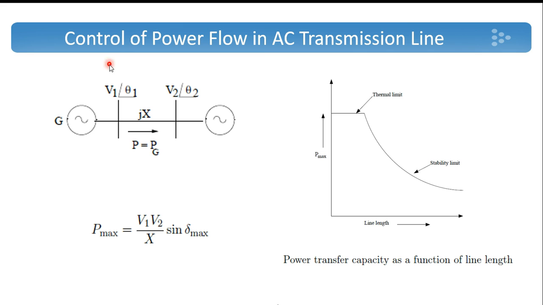The control of power flow in an AC transmission line is determined by the equation P max equals V1 V2 by X sine delta, so that we can control the active power by controlling the reactive component X or by controlling the power angle delta, up to a limit with a constraint of thermal and stability limit.